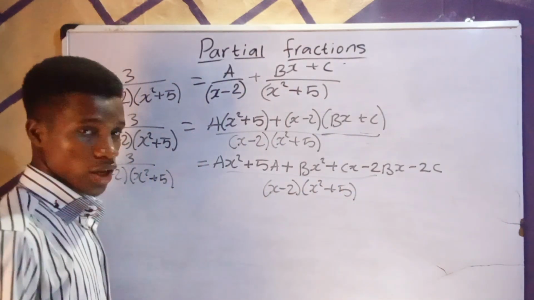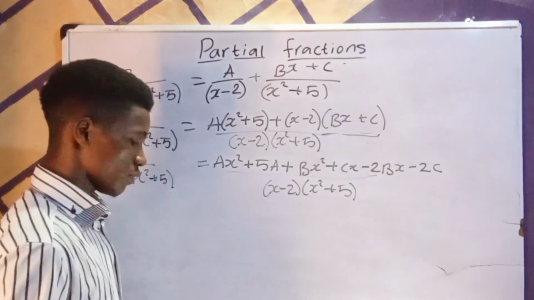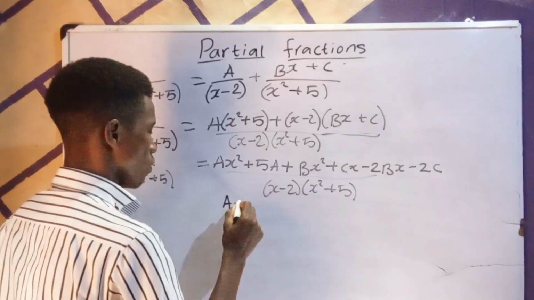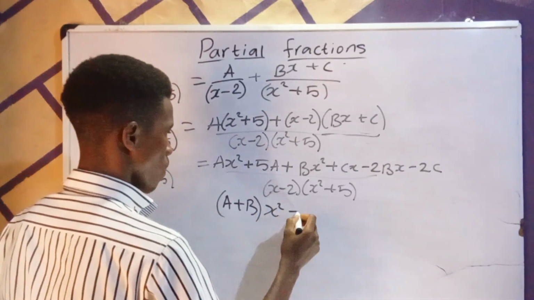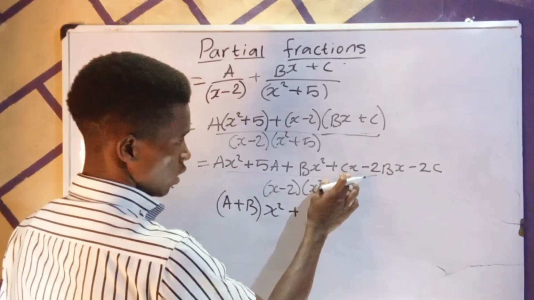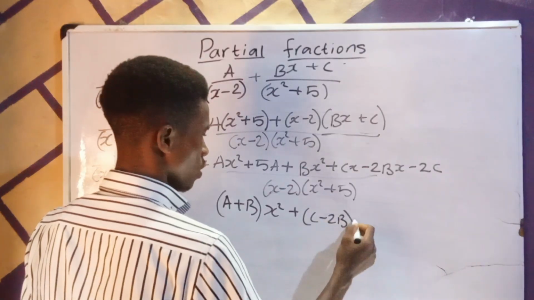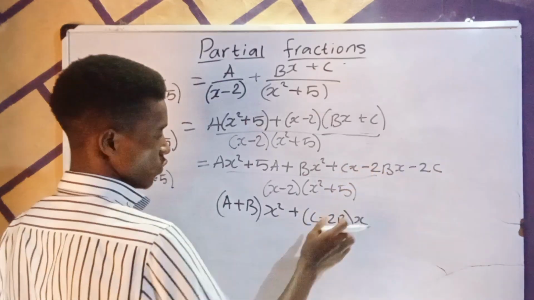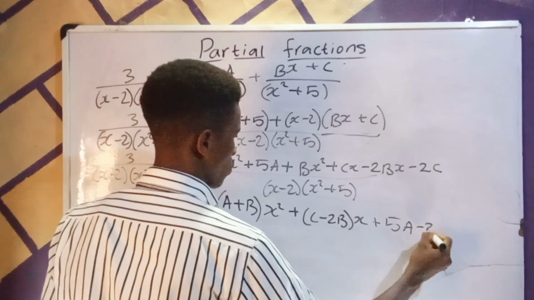So now we collect coefficients, right? We collect like terms. Collecting like terms here, you see this and this are like terms. So A plus B, this and this, x squared. Then this Cx and this, so we have plus C minus 2B x. These C and 2B are coefficients of x, so we write them. Then the constants, plus 5A minus 2C.